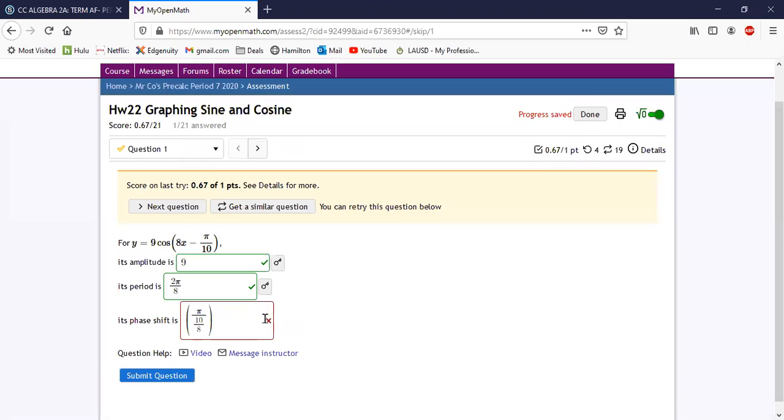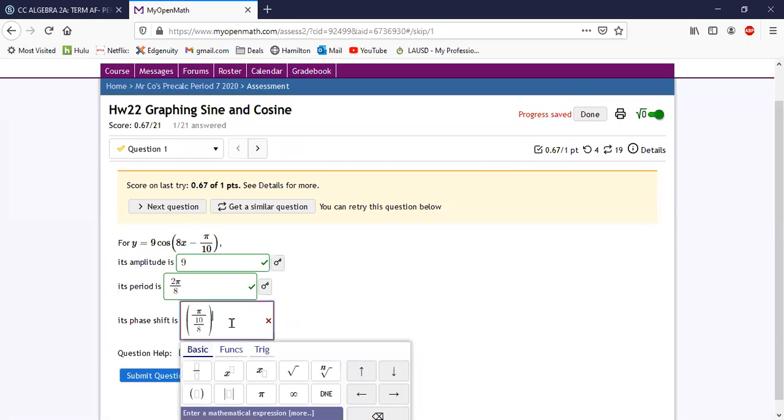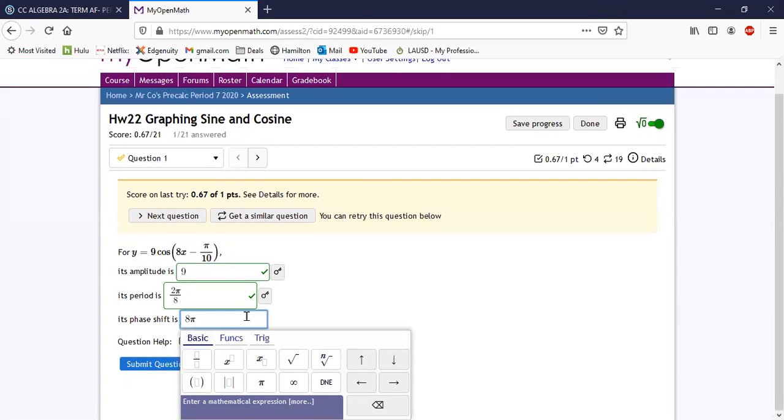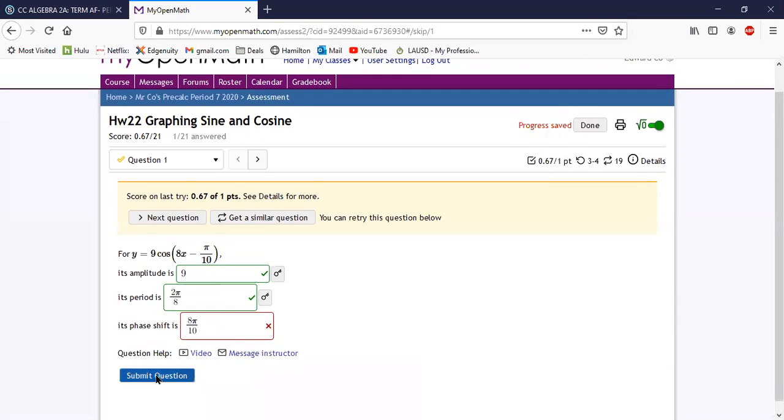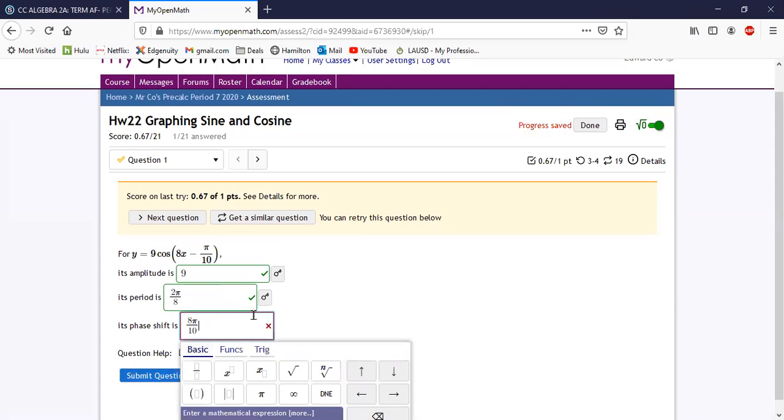No? Let's hit submit question. And they gave me a wrong answer on the last one. So I wonder if I can change it. Let's rewrite this as 8 pi divided by 8. So we multiply by the reciprocal. So this is the same as 8 pi divided by 10. Oops. 8 pi over 10. Right? Let's check it again. Nope.